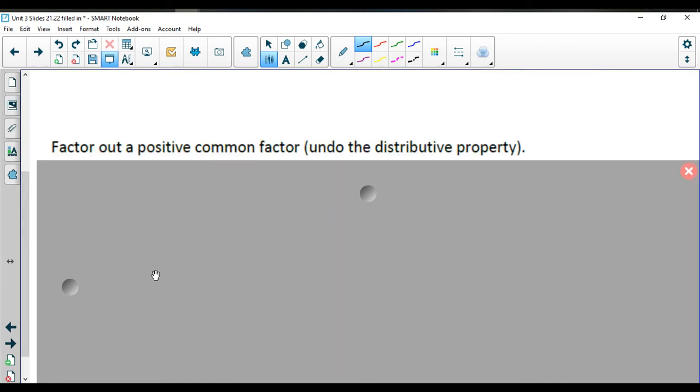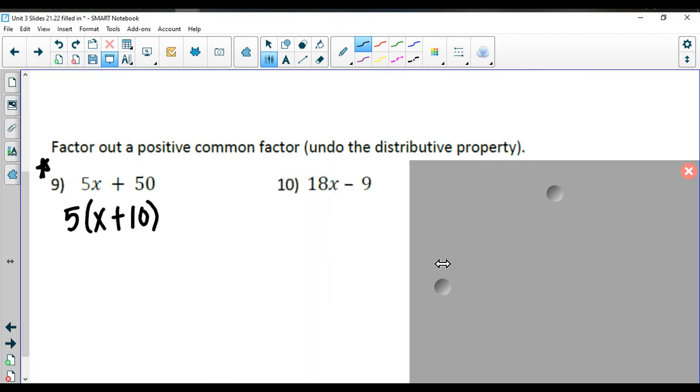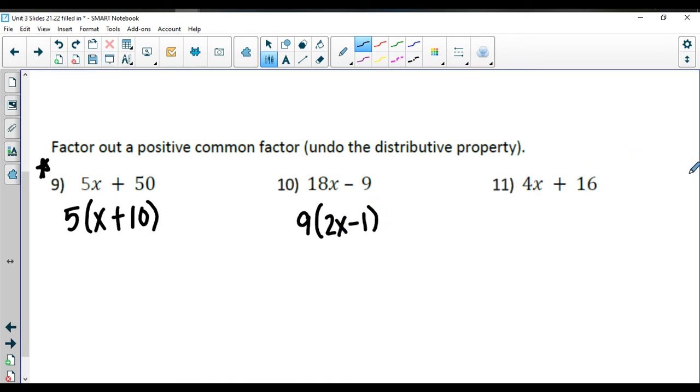In the next section, you're going to factor out a positive common factor, so you're undoing the distributive property. Go ahead, factor out your factor in 9 and write your new expression. 5 is the biggest common factor, so it's going to come out, and I'm going to have x plus 10 left inside parentheses. Take a look at question number 10. Between 18 and 9, the biggest common factor is 9, so I'm going to factor that out. I'm left with 2x minus 1 in parentheses.